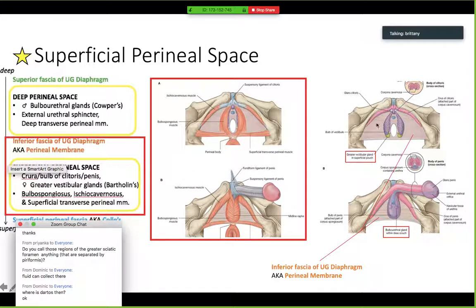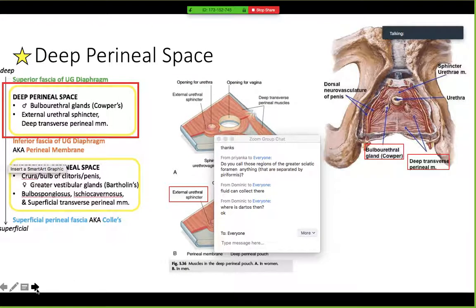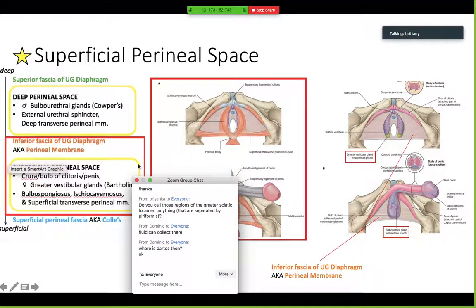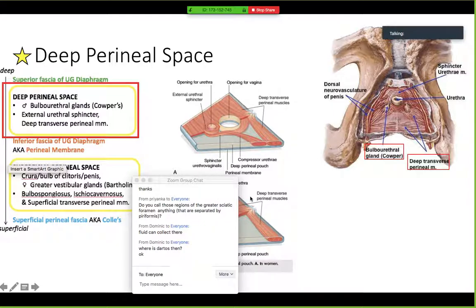And then also the erectile tissue is located in the superficial space. So the crura and the bulb of both the clitoris and the penis are located in this space. Oh, and then don't forget, your erectile tissue is anchored to this structure right here. So this is the perineal membrane, also known as the inferior fascia of the UG diaphragm. All right.